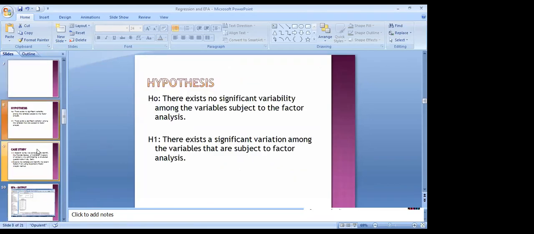now let us go to one case study. Before that, we are framing one hypothesis. There exists no significant variability among the variables subject to the factor analysis.